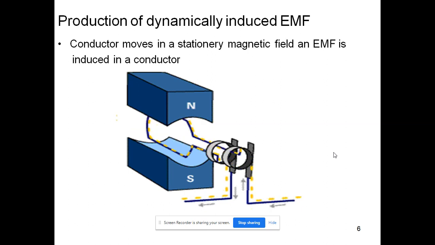Let us see the animation. We can see here there are two magnets, one is the North Pole and the other one is the South Pole. Always the magnetic flux starts from the North Pole and ends at the South Pole. The magnetic flux lines are invisible.